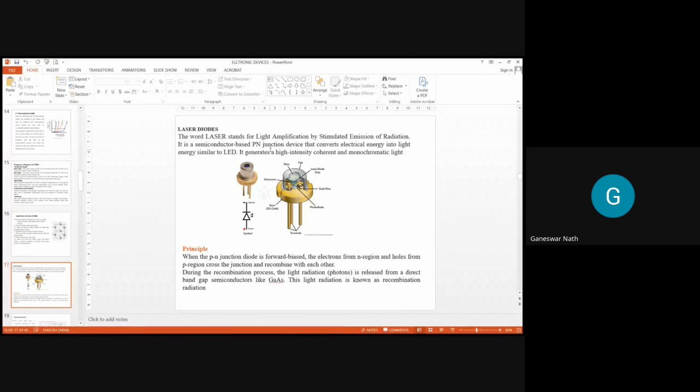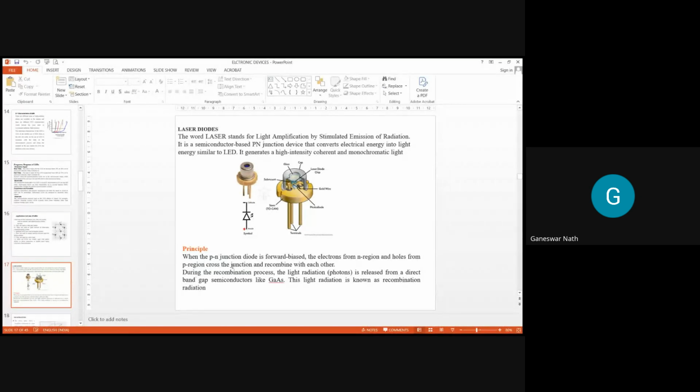So that is why these laser diodes are more efficient and more acceptable in many cases as compared to general LEDs. It generates high intensity, coherent and monochromatic light, and you can see the diagrams, a general structure of a laser diode, and also the symbol here for the laser diode.